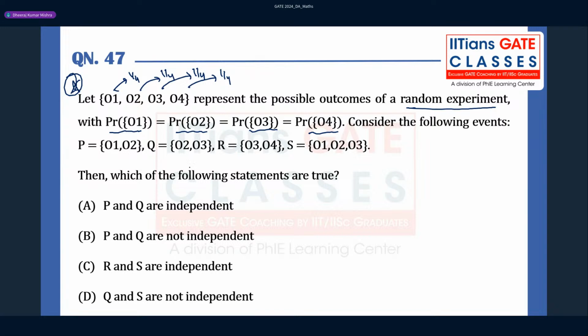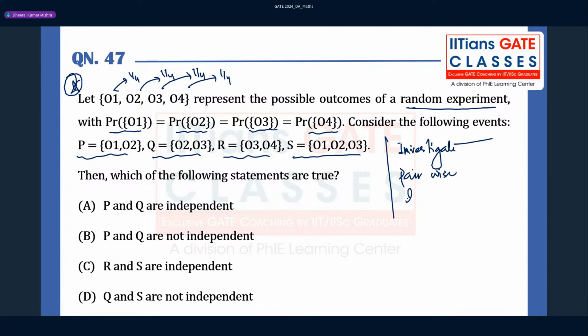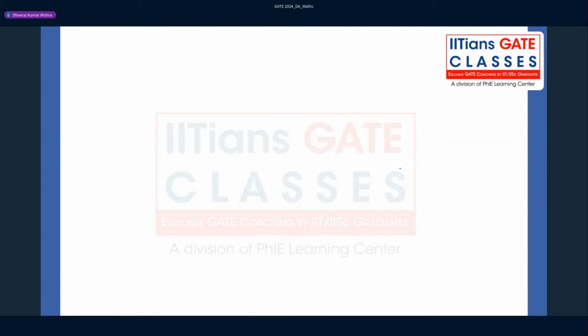Now you have been given events here, P, Q, R and S, and you see the options. P and Q are independent, so here you have to investigate pairwise independence. You know the meaning of pairwise independence, right? What is the meaning of pairwise independence?